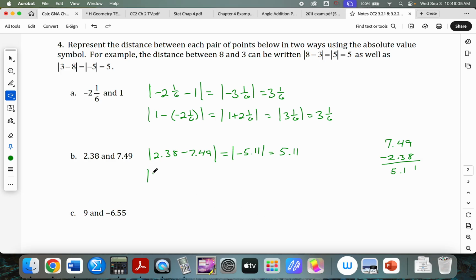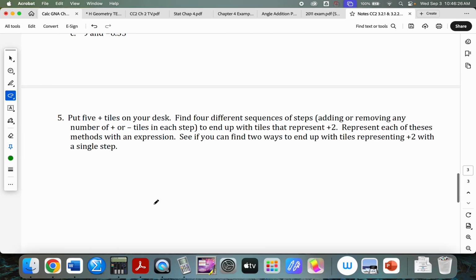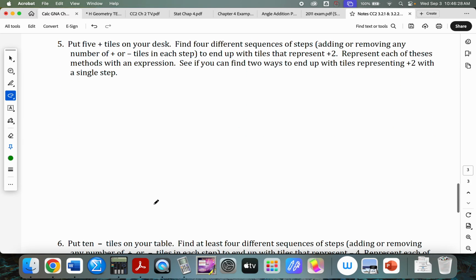The other way around is much easier to do, isn't it? Because you don't get a negative. We just subtract the larger number minus the smaller one. We've got the absolute value of 5.11, which is 5.11. All right, in the interest of time, we're going to skip over that next one.